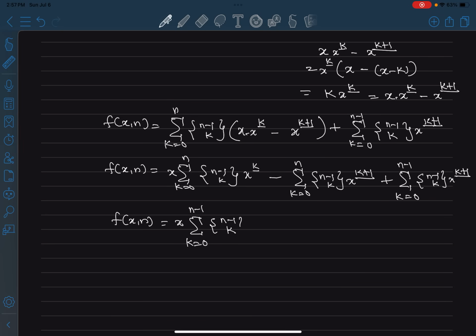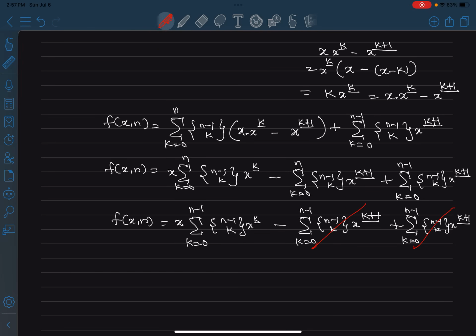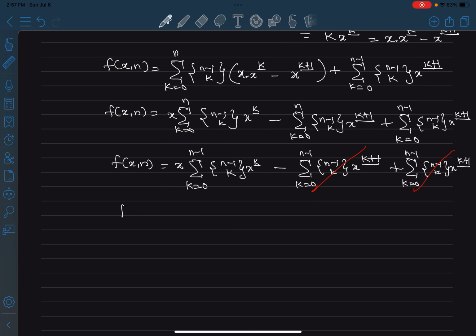And then x to the power k falling factorial, minus, this is also the same thing, from k equals 0 to n minus 1 of (n-1 choose k) k x to the power k plus 1, plus the sum from k equals 0 to n minus 1 of (n-1 choose k) x to the power k plus 1 falling factorial. Now notice that I can actually cancel the last two expressions, and that is a really beautiful thing because it simplifies things a lot. Now this is f(x, n).